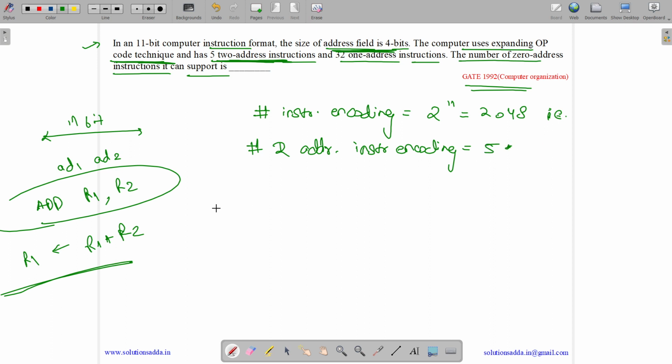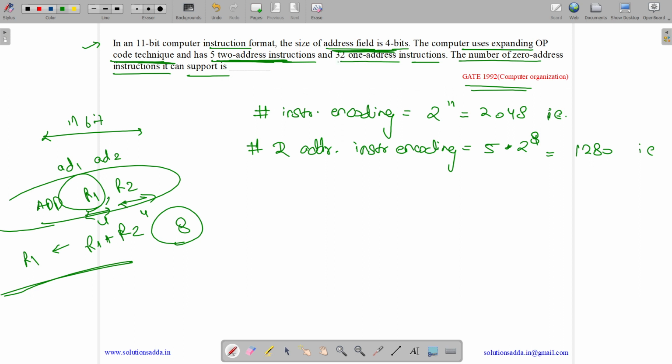What is the size taken by one address? It's 4. So number of encodings is 2 to the power 4 because of one address and 2 to the power 4 because of another address. It will take 4 bits and it will take 4 bits. So total is 8 bits. So it is equal to 2 to the power 4 into 2 to the power 4, or we can write 2 to the power 8 directly. So the number of encodings are 1280 instruction encodings.